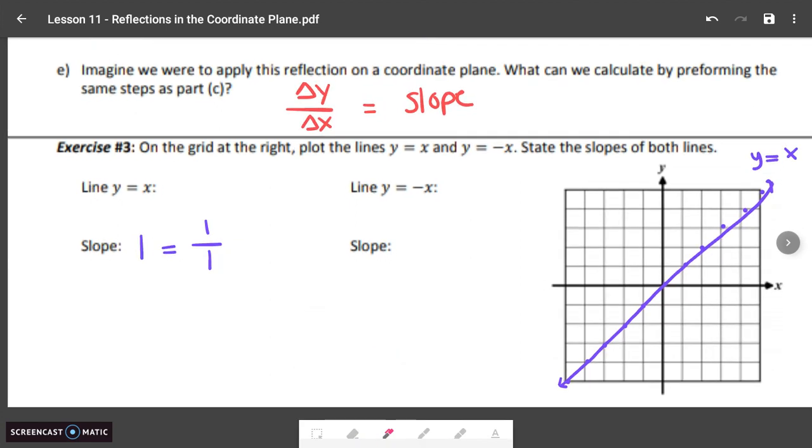If we were to look at y equals negative x, same thing, my y-intercept is at 0. So I'm going down and over this time, but down 1 over 1, because this time my slope is negative 1, because it's that number in front of x. Or again, same idea, negative 1 over 1. We can use that slope formula to help us.